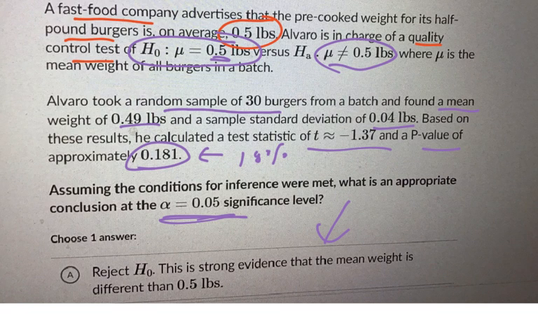But because 0.18 is greater than 0.05, we would fail to reject H0 and have to conclude we do not have enough evidence to prove that the burgers are actually not 0.5 pounds. There's about an 18% chance that they're actually still a 1/2 pound burger, in other words. So not strong enough evidence to prove otherwise.